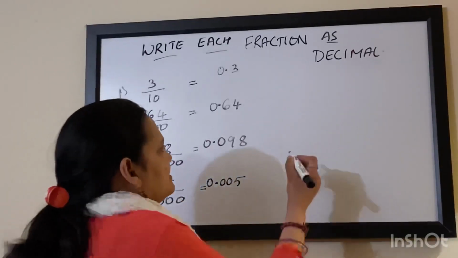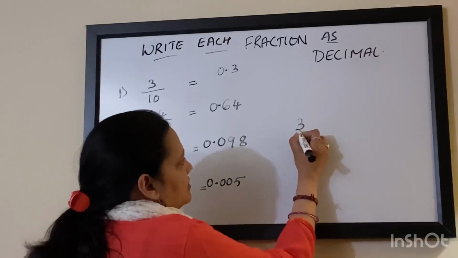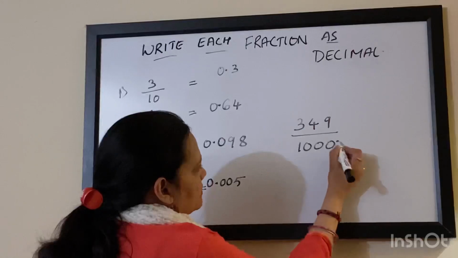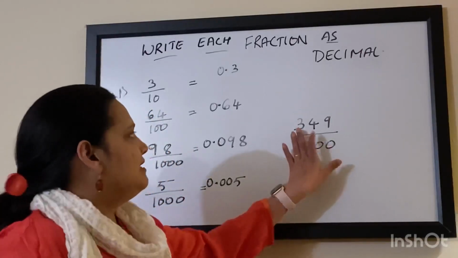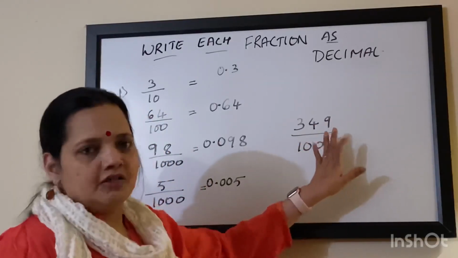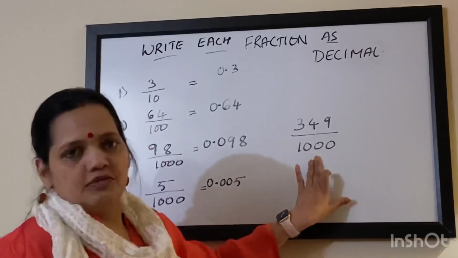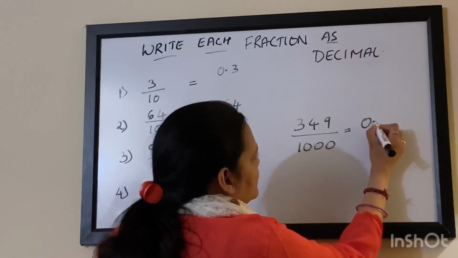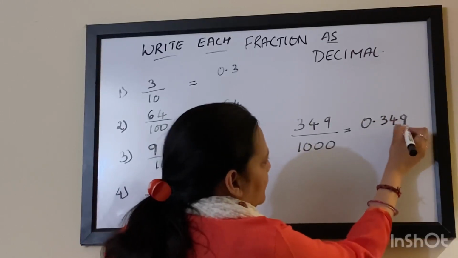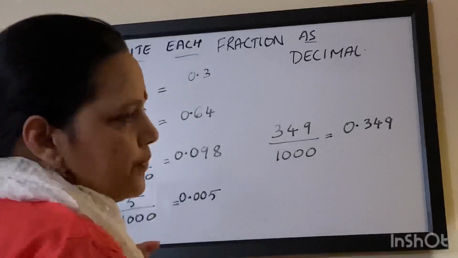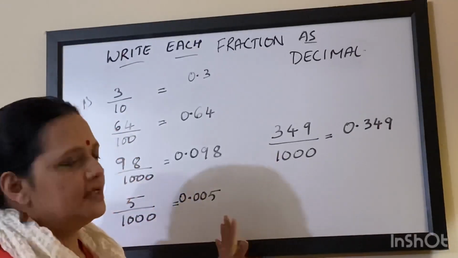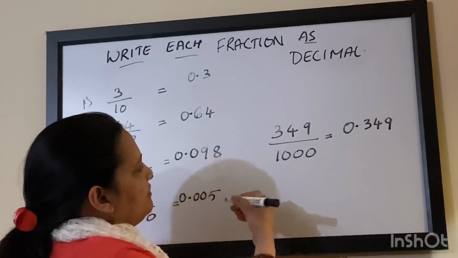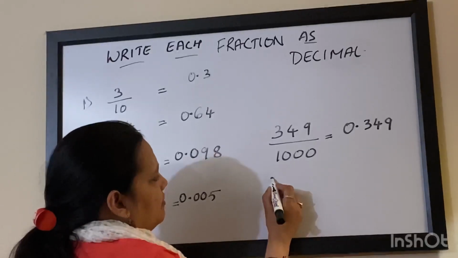Let us do one more example for 349 upon 1000, maybe this much. So here see there is 3 digits in the numerator and 3 zeros in the denominator, so it will be again 3 decimal places, so this becomes very easy, 0.349. I just want to add a bonus question over here, one more extra question I just wanted to show you that example also.